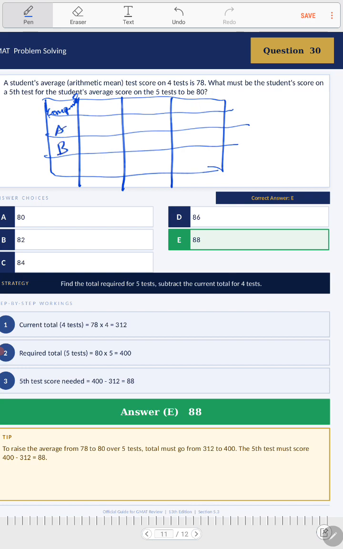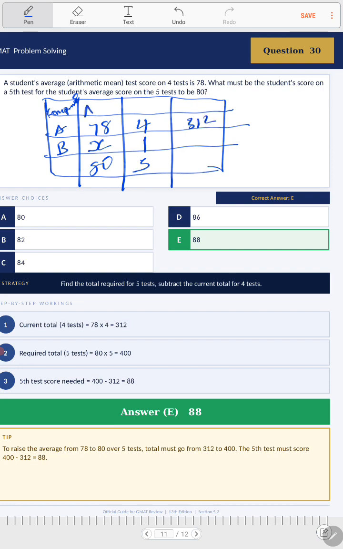So the first one is a student with 4 tests, and the total test of 5, meaning that here must be 1. For the first 4 tests is 78, and this test here is what we are looking for. We don't know, but the student wants to score 80, so here is going to be 80. All we are going to do now is work out this. First is 78 times 4. What is 78 times 4? 78 times 4 is 312.